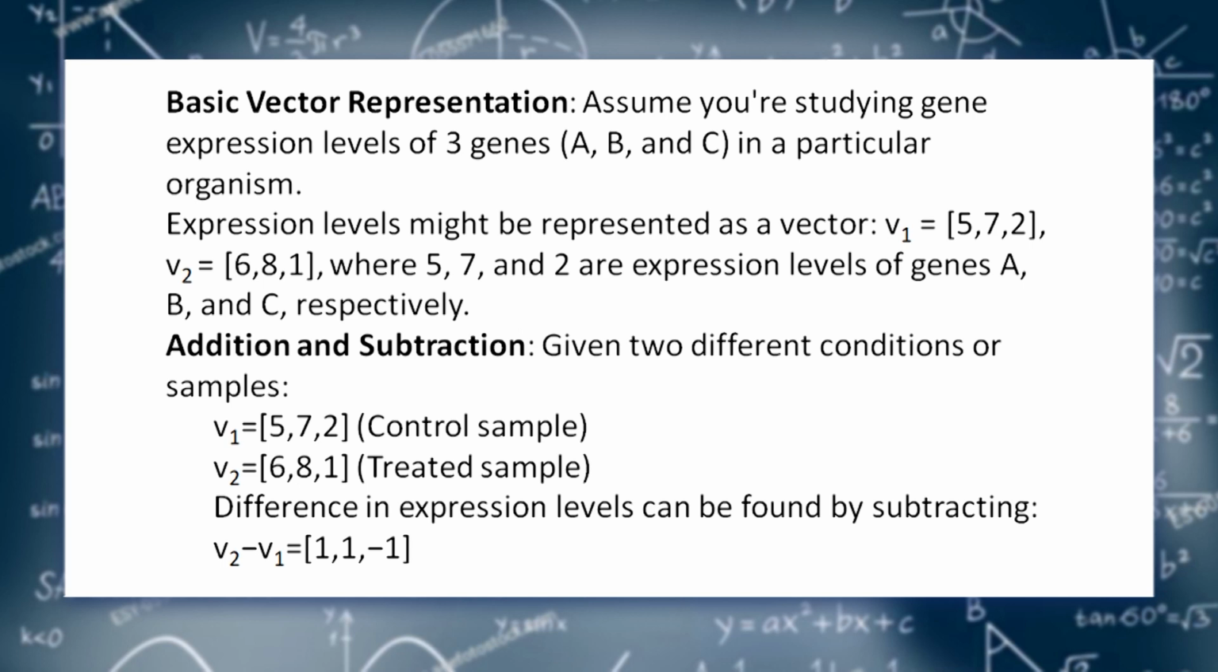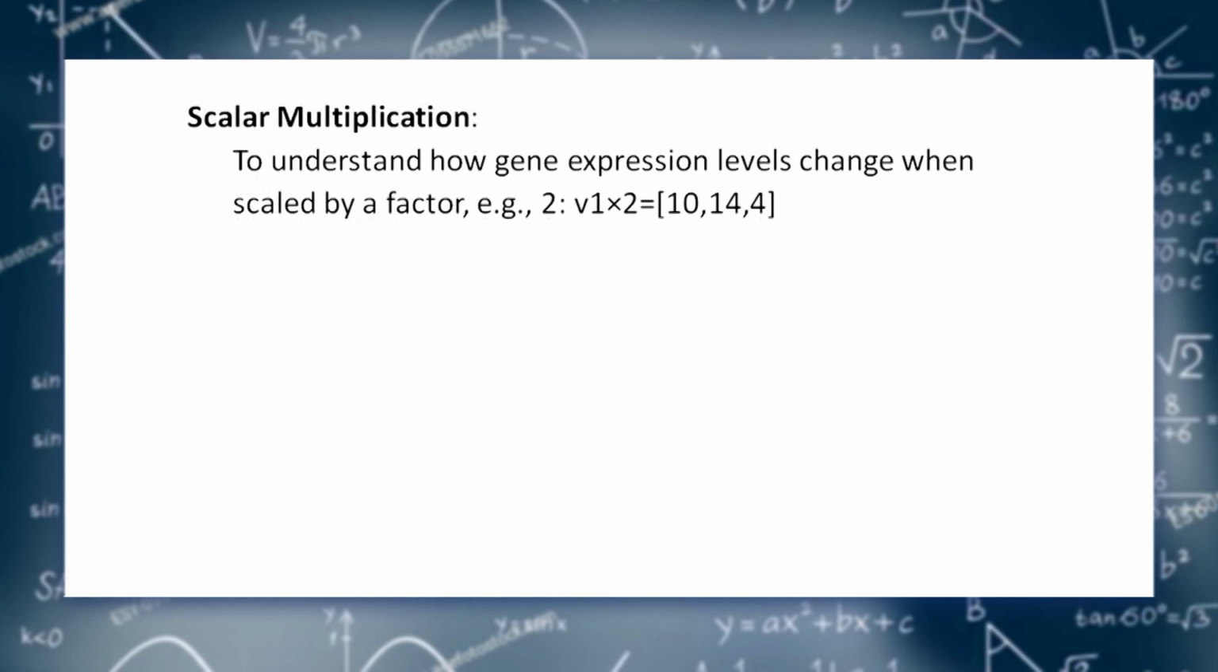6 minus 5 we get 1, 8 minus 7 again we get 1, and the last corresponding elements of V2 and V1 are 1 and 2, so 1 minus 2 gives minus 1. So, the difference of treated sample and control sample, denoted by V2 minus V1, has the elements 1, 1 and minus 1. The second operation is scalar multiplication, to understand how gene expression levels change when scaled by a factor.